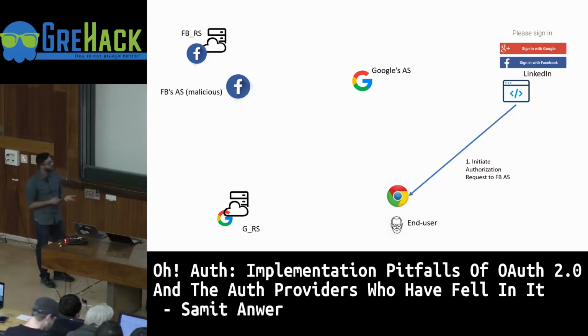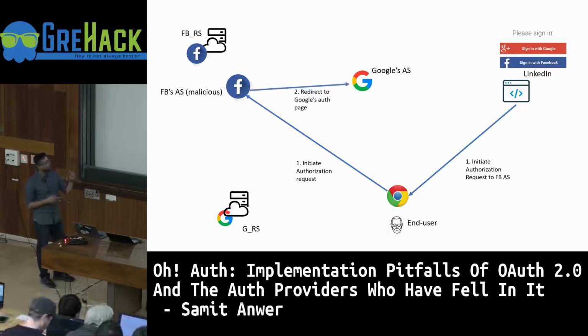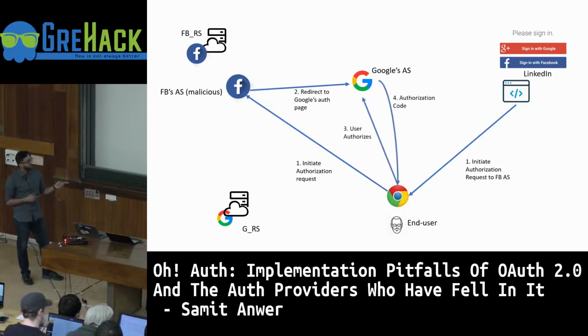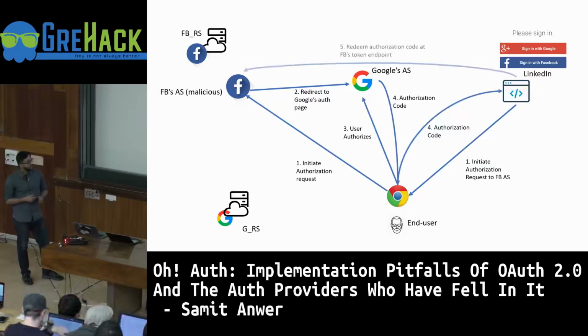And Facebook is malicious. So what it does is that once the request reaches Facebook, instead of showing the prompt to the user itself, it will redirect to Google's authorization page, and Google will show you the authorization. So if the end user is not attentive enough to see that the authorization prompt is coming from Google instead of Facebook, what will happen is that after approval, the auth code will be generated by Google's auth server and sent back to LinkedIn. And LinkedIn knows that the authorization was started with Facebook, so it will try to redeem the auth code that Google generated at Facebook's endpoint.